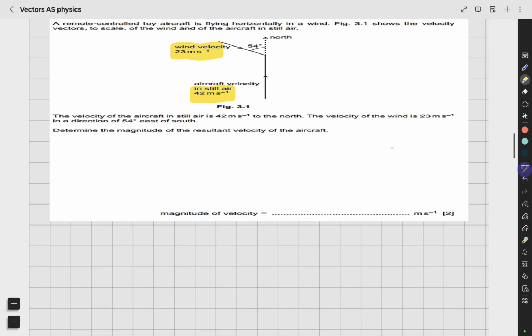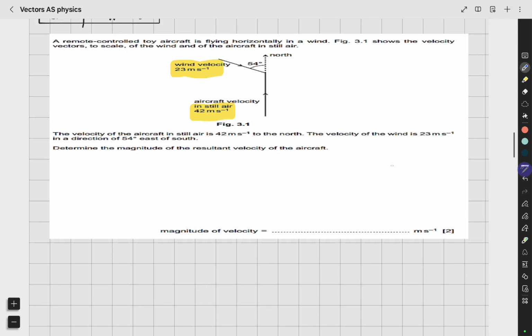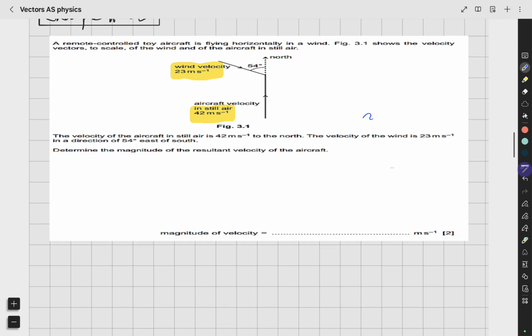Sorry, not the Pythagoras theorem. Actually, you have to use the cosine rule over here. So again, this is your first vector, which is 42. This is according to the head to tail rule. The next vector, this is important how you draw it. So you will normally draw it over here. So this wind will be over here, and then the opposite angle is 54. So this angle will be 54. And then this vector will be the resultant velocity which you have to find.